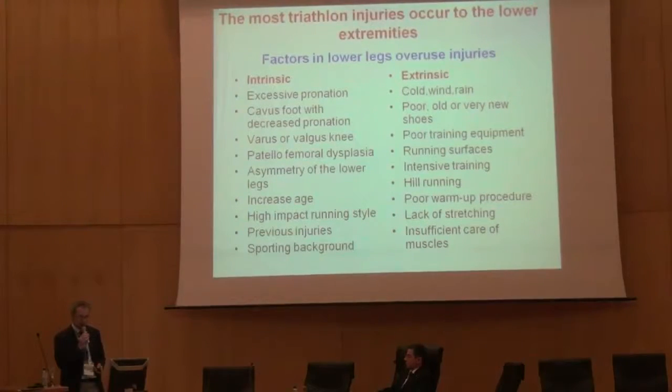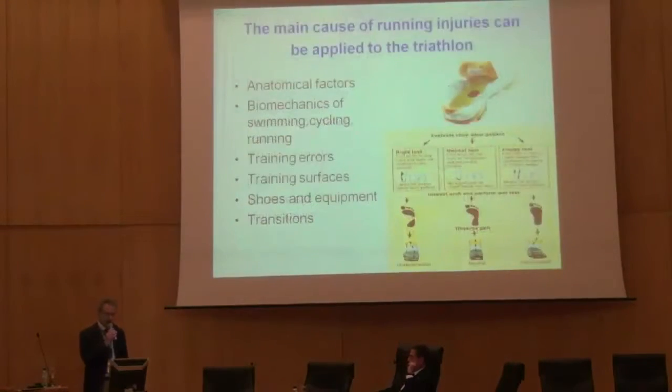We know that we have intrinsic and extrinsic causes, particularly hyperpronation, cavus foot with decreased pronation, varus valgus knee, dysplasia patella, asymmetry of the lower legs, increased age, high impact running style, previous injuries and sporting background. We have to study also the temperature with the problems of cold, wind, rain, the shoes, poor old or very new shoes, poor training equipment, running surface because it's different to run on a flat surface or on a irregular surface, hill running, poor warm-up procedure, lack of stretching, and insufficient care of muscle.